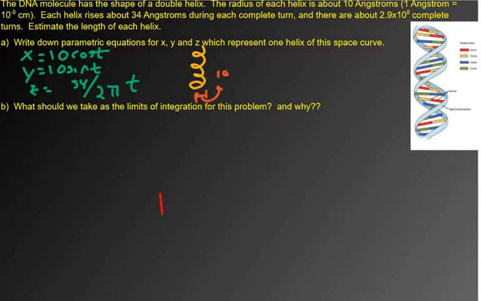And then the length of time to do one complete cycle here is defined by the 34 angstroms per 2 pi. So this would do it. This would describe a vector valued function to work with then.